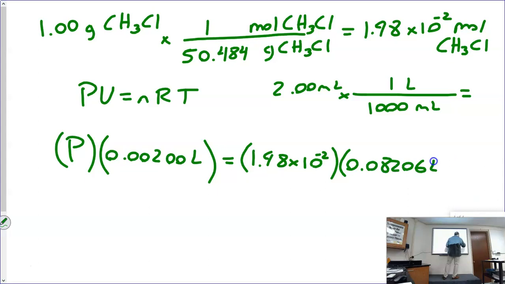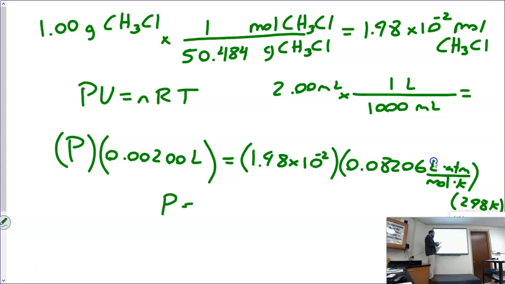liters times atmospheres divided by mole times Kelvin. Speaking of which, we also have 298 Kelvin as our temp. And now we need to solve for P. Let's do this. 1.98 times 10 to the negative 2 multiplied by 0.08206 multiplied by 298 and divided by 0.002. I'm getting a pressure of 242 atmospheres.